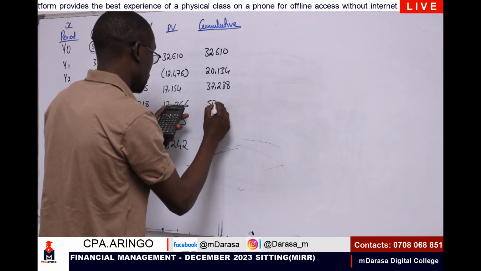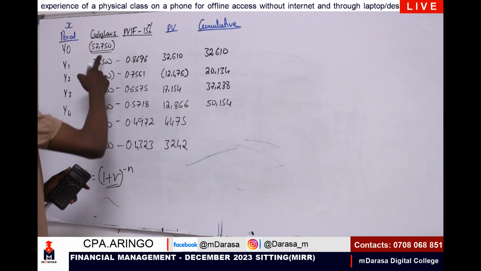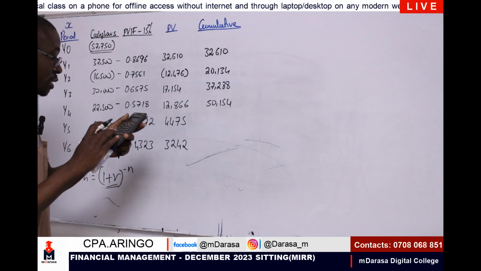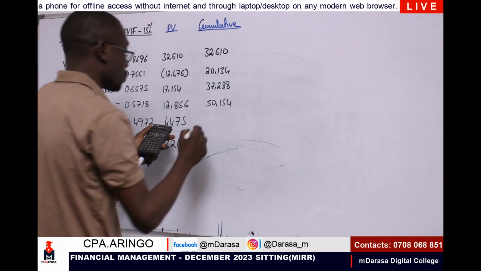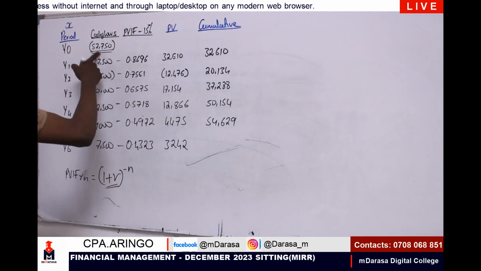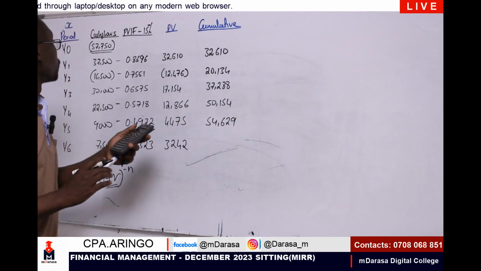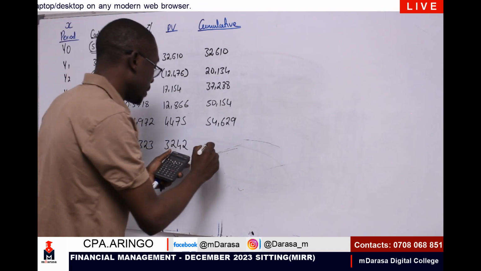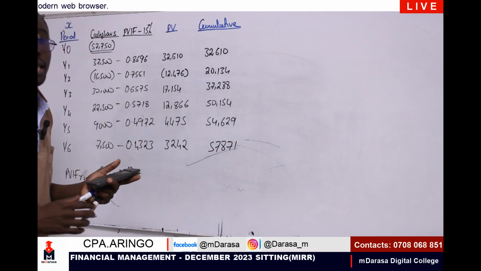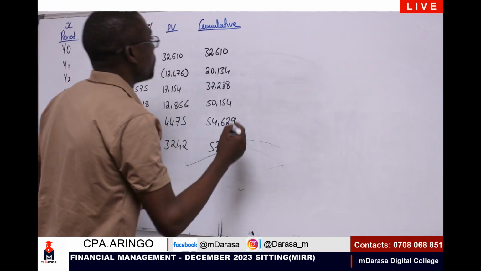This will give us a value of 50,154 after adding the 12,866. Have we reached 57? We've not yet reached 57. So I'm going to add 4,475. In this case, this should give us 54,629. We have not yet reached 57. What about if we add 3242? If we add 3242, I'm having 57,871.